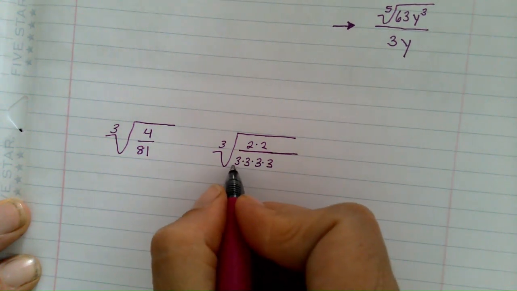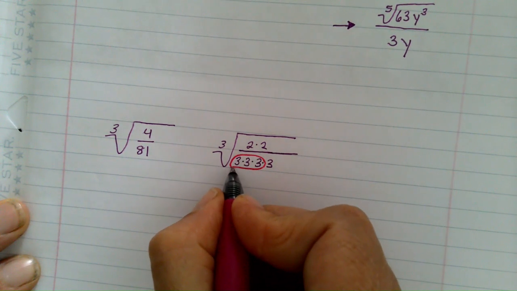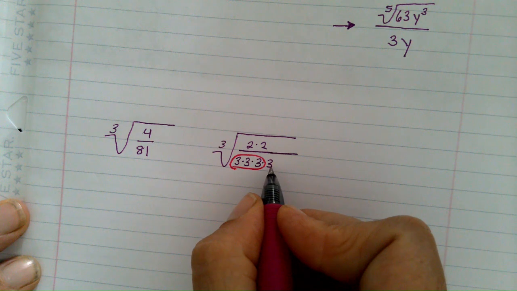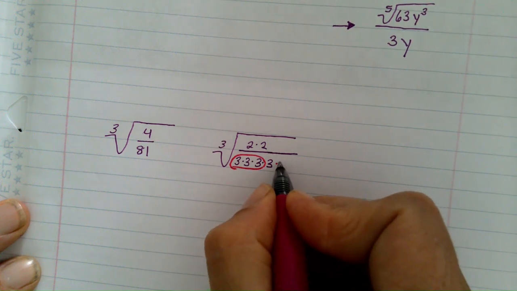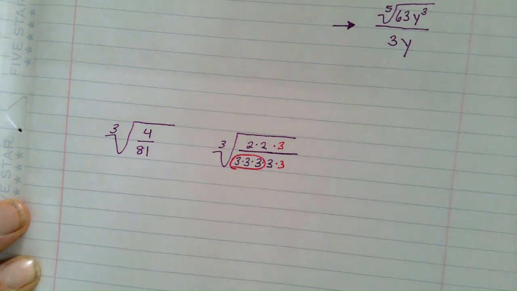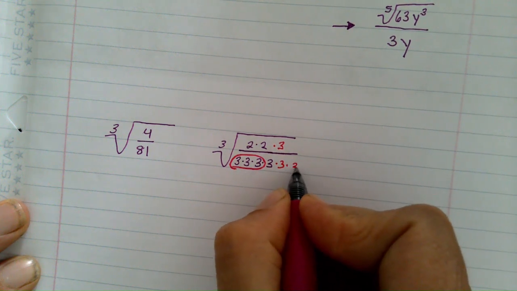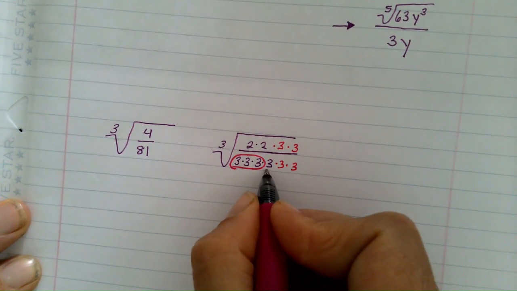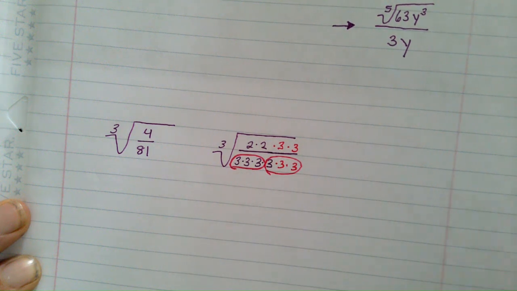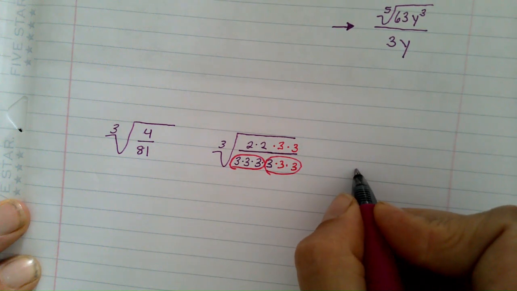Starting off good, I have a perfect group of 3s, but then I still would have a 3 left in the denominator, and I can't do that. So I'm going to multiply by 3. Still not perfect, so another 3. Now that's perfect. So I have 2 pairs of 3s in the bottom that can go outside.